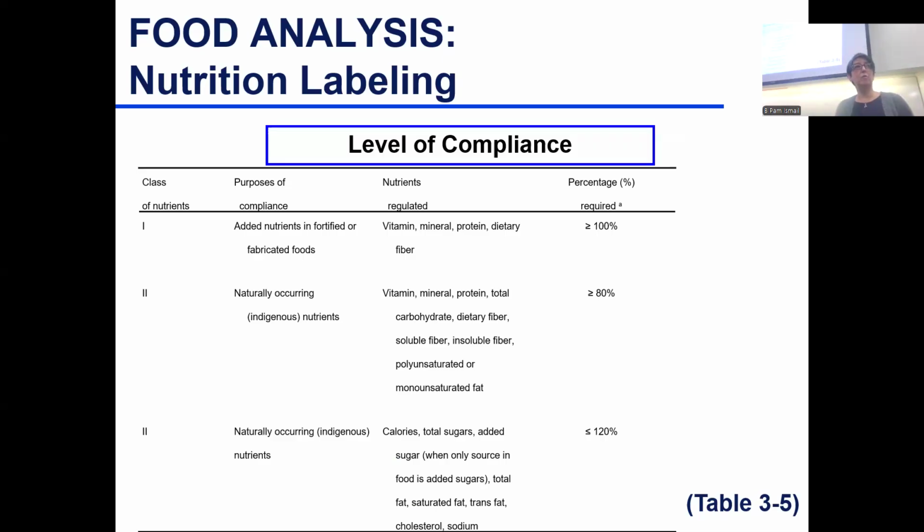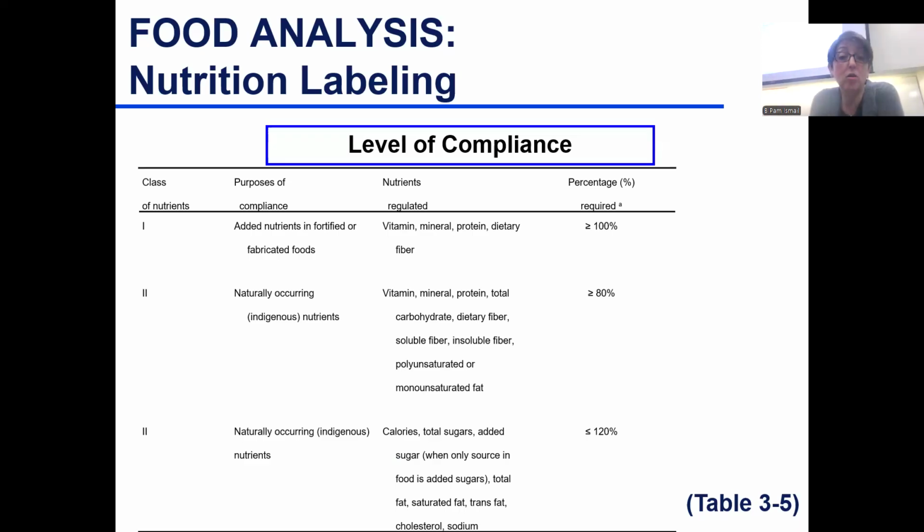Now the negative components, fat content, total sugars, calories, you cannot have more than 120% of what you're claiming. If you're claiming 100 kilocalories and the analysis showed 150, then you're not in compliance. But if your analysis showed 118 and you're claiming 100, it's fine. You're within the 120% limit.